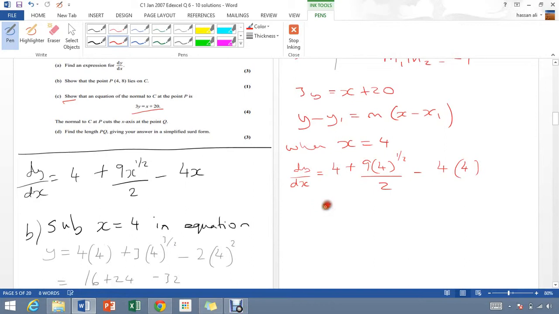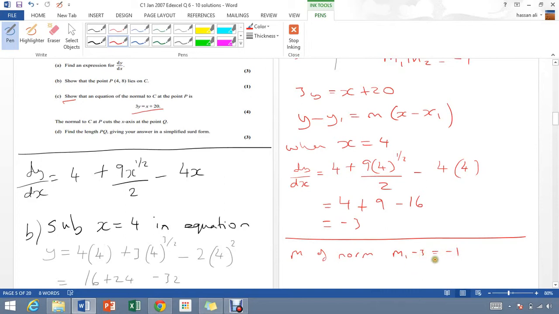So what I end up with is equal to 4 plus 9 minus 16, and all of that gives me minus 3. So therefore the gradient of the other line that we're working out, not the normal, is minus 3. So the gradient of the normal, remember m1 times minus 3 will equal minus 1. So you just take that across because we're timesing here, and that's minus 1 over minus 3, which will just give you 1/3. So that's our gradient of the normal.